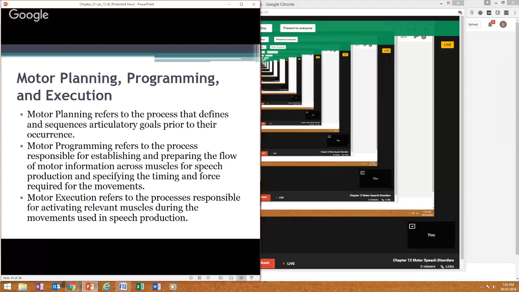Motor planning, programming, and execution. Motor planning refers to the process that defines and sequences articulatory goals prior to their occurrence. Motor programming refers to the process responsible for establishing and preparing the flow of motor information across muscles for speech production and specifying the timing and force required for the movements. Then motor execution refers to the processes responsible for activating relevant muscles during the movements used in speech production.